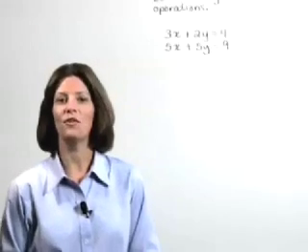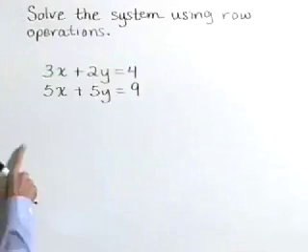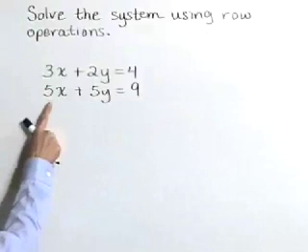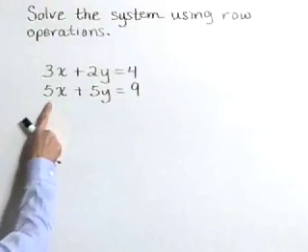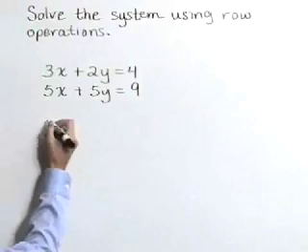Solve the system using row operations. Here we have the system 3x plus 2y is equal to 4, 5x plus 5y is equal to 9. Now the first step when using row operations is to write this system as an augmented matrix.